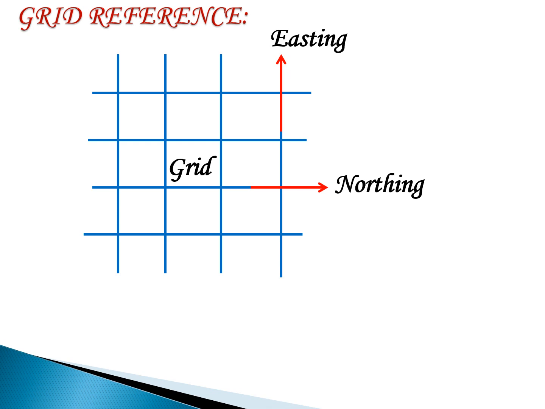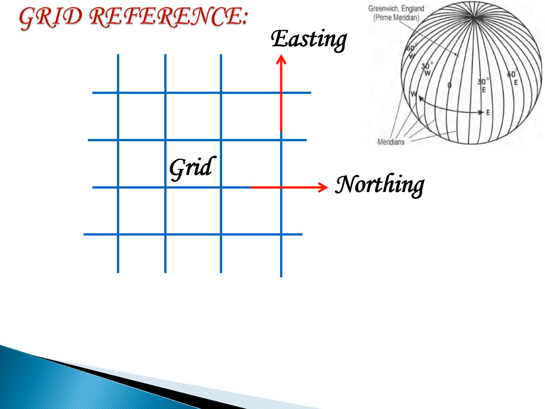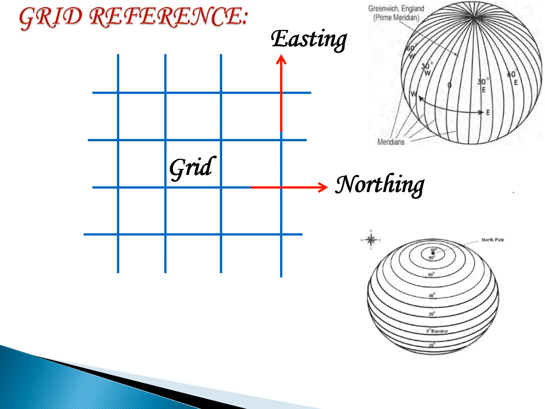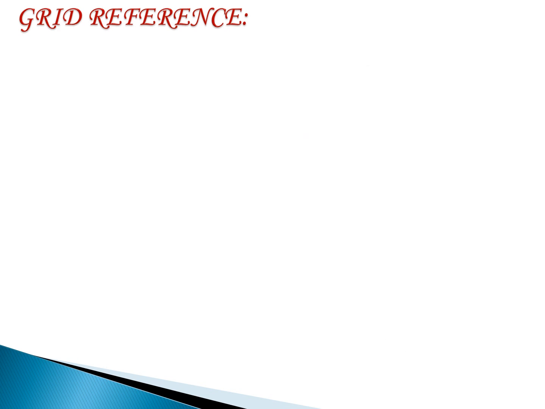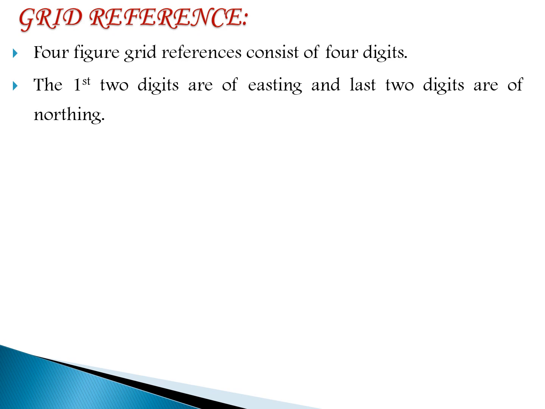So if you have seen the map of a globe or a map of India, just recall, you can see the grids. That is eastings and northings you can see on any map. So that is the grid reference. So vertical lines are the eastings, and horizontal lines are the northings. So what is a grid reference?